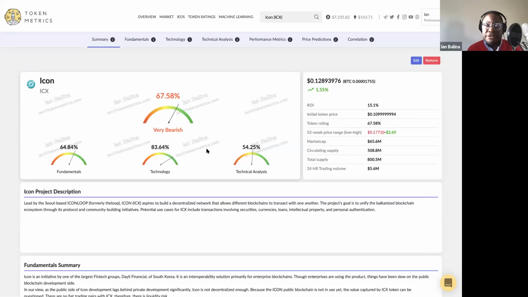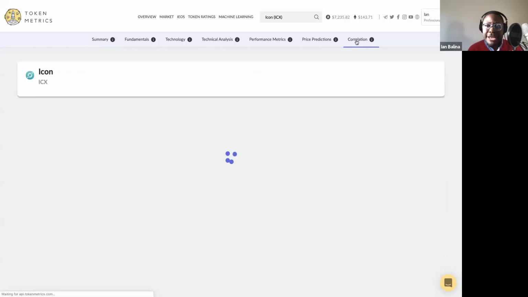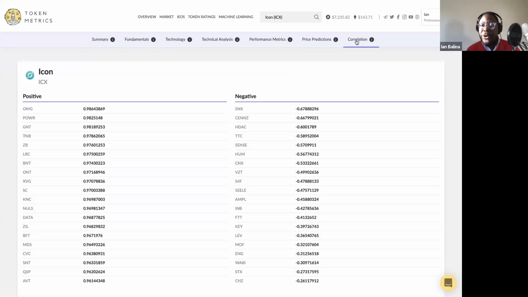Or even if you're looking to diversify your portfolio, we also give you the correlation of every cryptocurrency in our system. What does that mean? Correlation tells you, if ICON goes up, what other cryptocurrencies also go up? So in this case, we have OMG, Power Ledger, GNT, these other cryptocurrencies also go up. What if we want to find something that's the opposite? What if we want to find something that goes up when Bitcoin goes down? Then we find something that has negative correlation. Or maybe it's the other way around. Maybe you want something that goes down when Bitcoin goes up so that we can then short that. So this really gives you lots of avenues to find investment opportunities and also opportunities to short something.